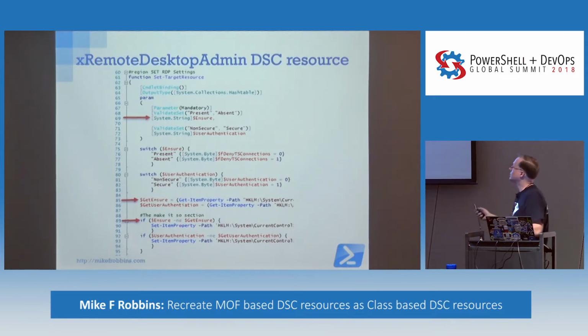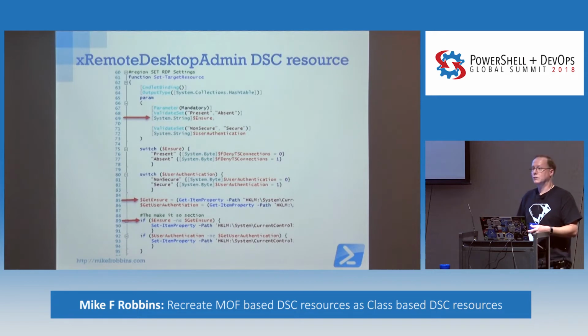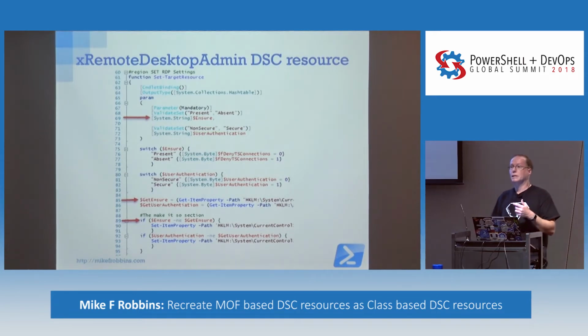They actually end up, because of these switch statements. See, this one they're saying user authentication, and they use user authentication again. But they made a mistake, and they used ensure and this deny TS connections here. So the problem is, once they get down to this if statement, they're comparing a string to a numeric value, so it's always true.